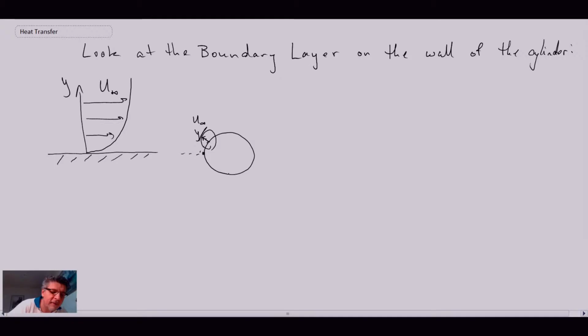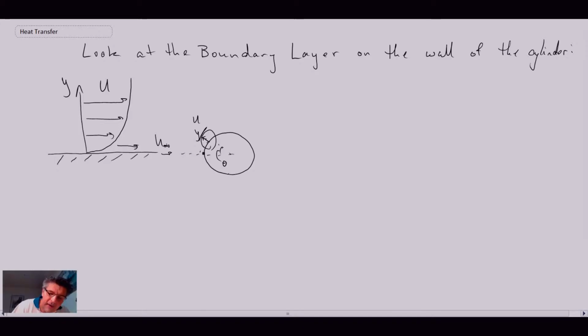Now I should be careful because U infinity is going to change depending upon where you are. That would be U external, I guess, because originally we said U infinity was up here, but the velocity outside is going to change, and it's going to be a function of theta, or angle, as you go around the cylinder. So remember, theta was our angle here. So this would be the case of what we would call a favorable pressure gradient.